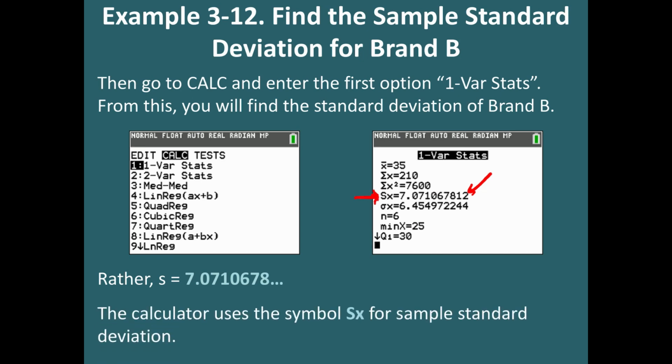The calculator uses the symbol S sub x for sample standard deviation. Sigma sub x will actually be your population standard deviation. But here, the population wasn't given, just a sample.